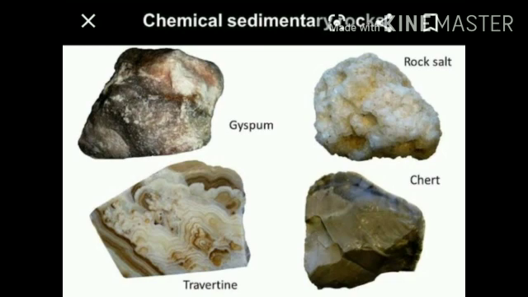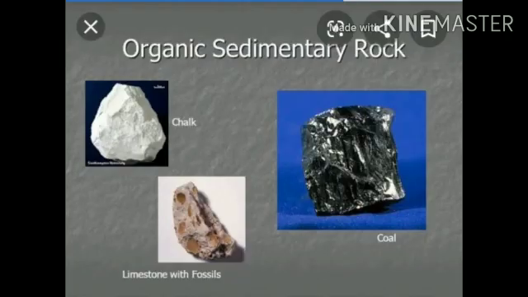Gypsum or calcium sulfate is obtained from the evaporation of salt lakes such as the Dead Sea, which has high salinity. Potash and nitrates, limestone and magnesium are other examples of the chemical sediments. So these are due to the chemical changes in the rocks. Now next is the organically formed sedimentary rocks.